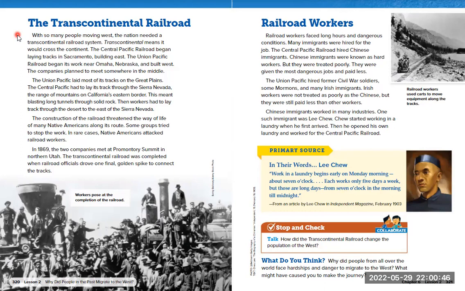Here we have an image of railroad workers using carts to move equipment along the track. And down here we have a primary source from Li Chu. In their words, Li Chu: Work in the laundry begins early on Monday morning, about 7 o'clock. Each works only 5 days a week, but those are long days, from 7 o'clock in the morning till midnight.